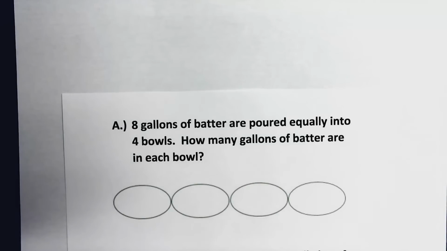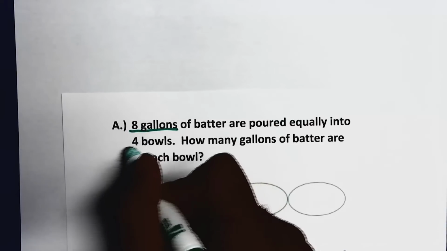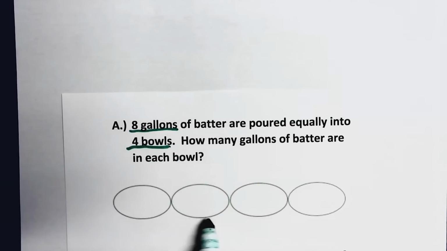Between those 3 problems, did you notice any differences between the 3 scenarios? Correct, the batter is divided into different amounts in each scenario. So starting with the first one, I have my 4 bowls, and now I'm going to divide my 8 gallons equally into the 4 bowls. So I know I have 8 gallons, and I'm about to divide them equally into our 4 bowls. So how much would each bowl get?